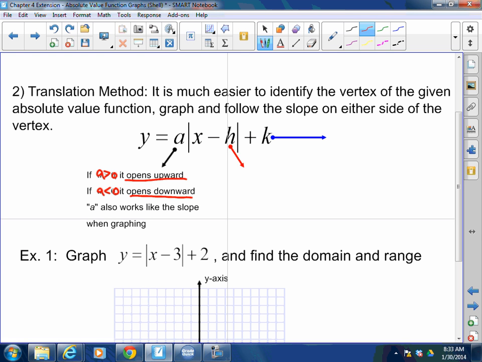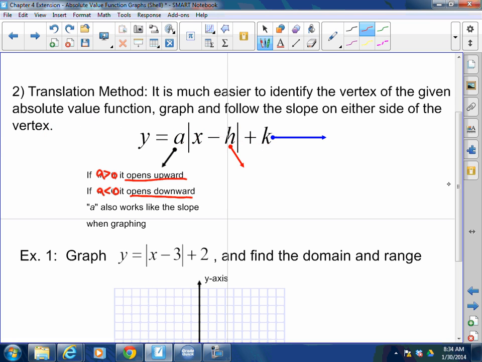Yes, sir? If you have an A that is a 0, then all of this cancels out, and Y equals K then. And if you have Y equals just one value, what kind of a graph is that? It's a horizontal line going through that value. So if A is 0, then you don't have an absolute value function. Thank you. Good question, sir.